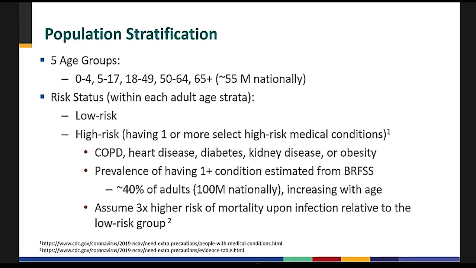We then stratify each age group by risk status between low risk, which we define as those persons having no select high-risk medical conditions, or high risk, which we define as having one or more select high-risk medical conditions. The high-risk conditions we considered in this analysis were chronic obstructive pulmonary disease, or COPD, heart disease, diabetes, kidney disease, or obesity. We selected these conditions to match an MMWR analysis of the prevalence of underlying conditions associated with an increased risk of severe COVID-19 illness. From available BRFSS data, about 40% of adults are estimated to be at high risk, with this risk increasing by age. For individuals with a high-risk condition, we assumed a 3 times higher risk of mortality upon infection relative to the low-risk group, based upon a review of the evidence supporting the inclusion of these groups into the high-risk list. Next slide, please.